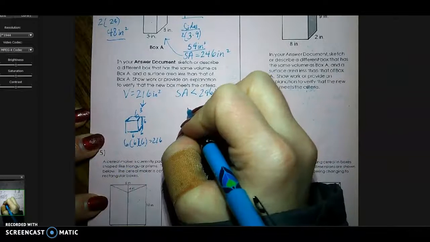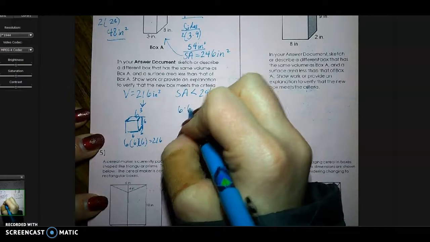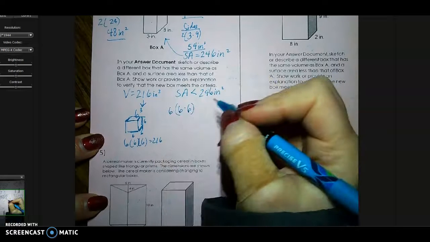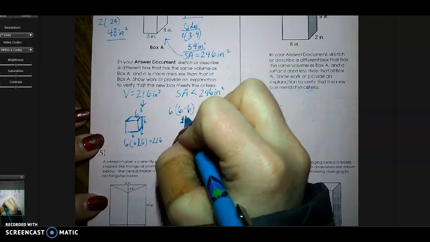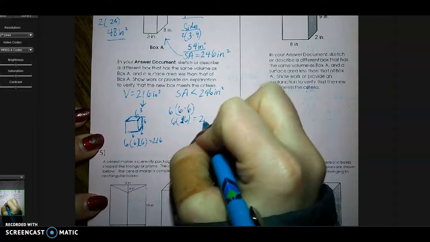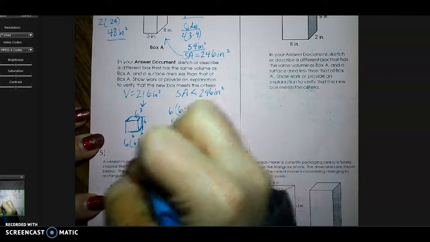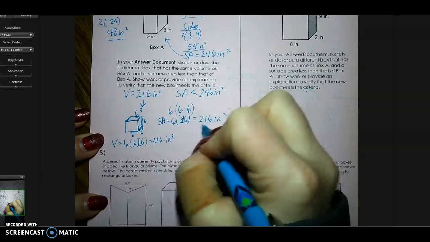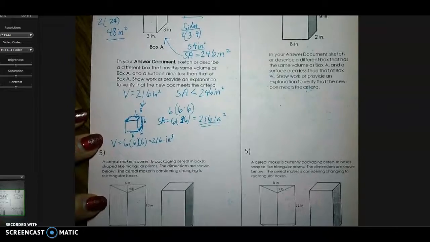When I look at my surface area, I would have 6 times 6, and then I actually have 6 of those because it's a cube. So this would be 36 times 6, which is 216 inches squared. This would be inches cubed because this is my volume. So my surface area of this would be 216 inches squared. So this would fit the criteria that it gave us.